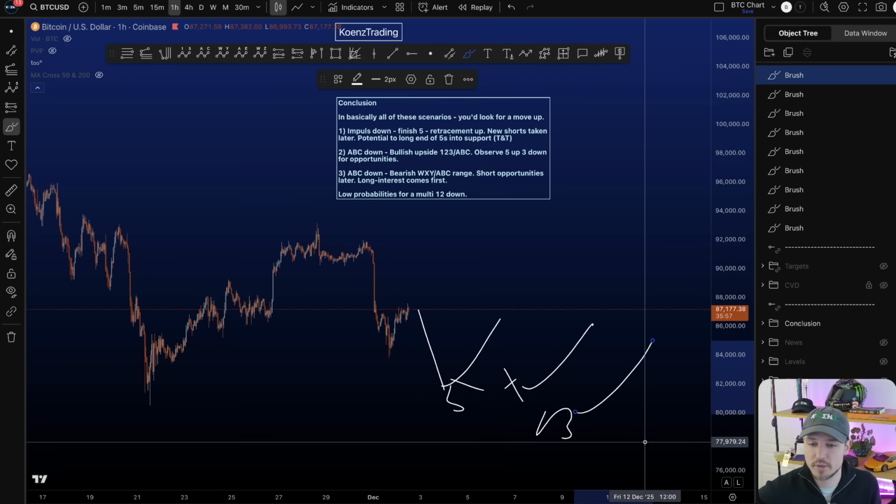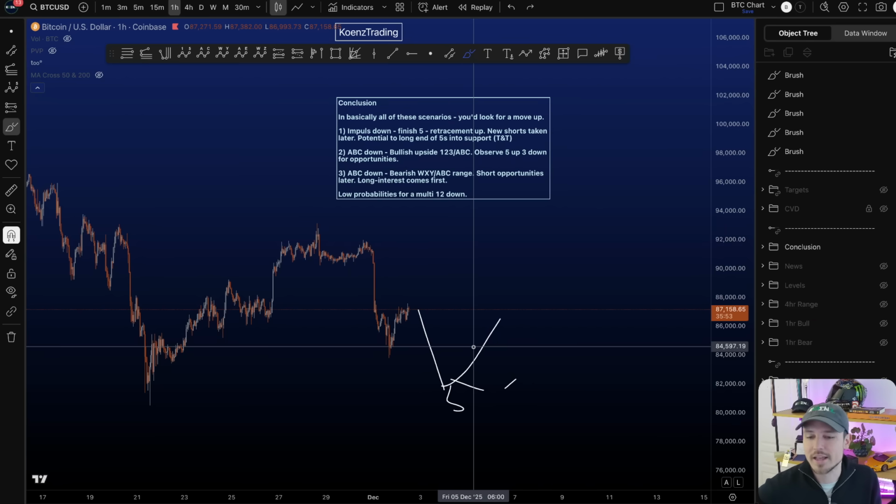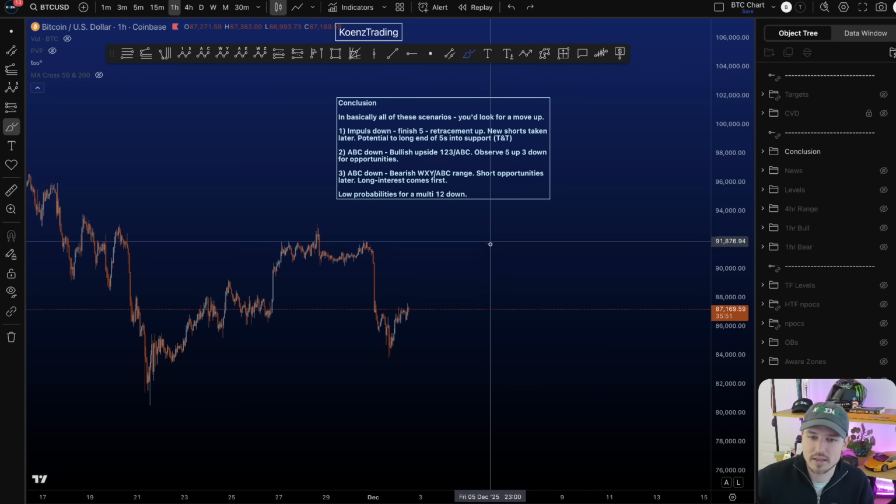You look for a B, you go back up. Or you just continue up if this turns into ABC confirmed. In a nutshell, that's what's standing here. So in basically all of the scenarios, you look for a move up.